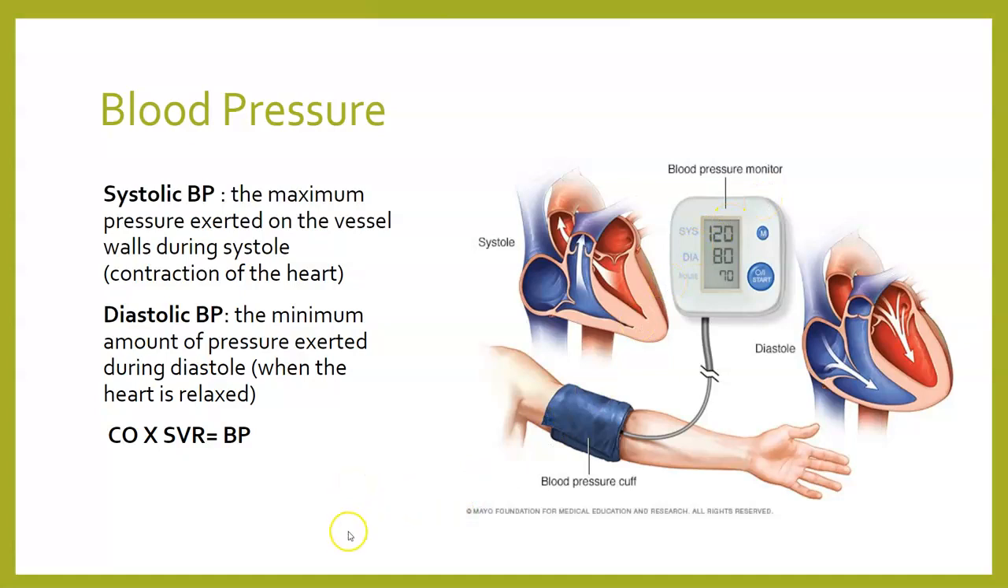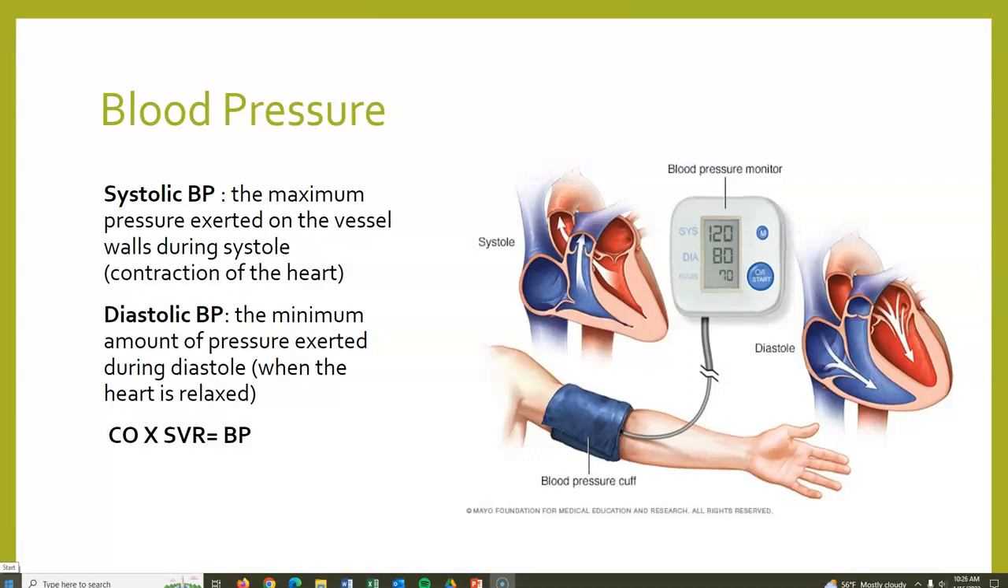Okay, and so how we figure out what blood pressure is is this little formula here, which is just important to know to understand blood pressure and what affects it. So CO stands for cardiac output. This is the output of blood coming from your heart, the volume of blood pumped out of the heart per minute. And then times your SVR. SVR stands for systemic vascular resistance. So you multiply these and you get your blood pressure.